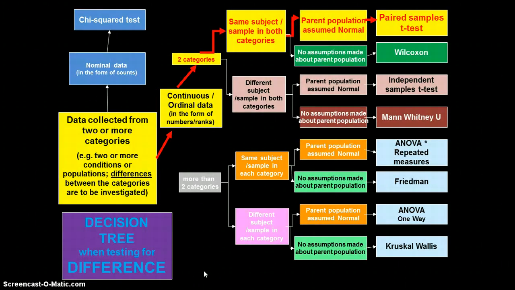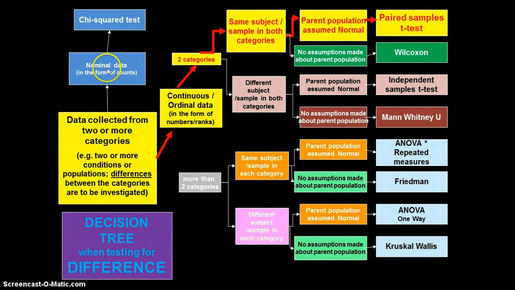Now, this very visual diagram here is what we call a decision tree, and this is quite helpful in determining which test we got to. Now, I gave you the answers on the previous slide, but this illustrates how I got there. So it's almost like a series of questions. Have you got two or more sets of data to use?